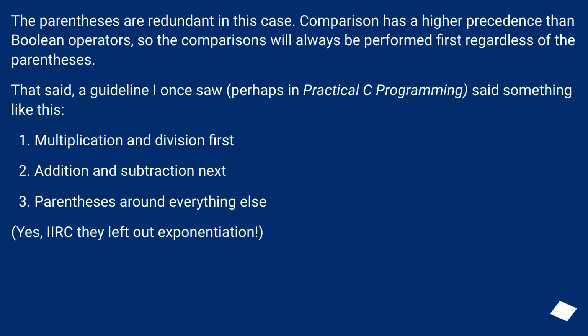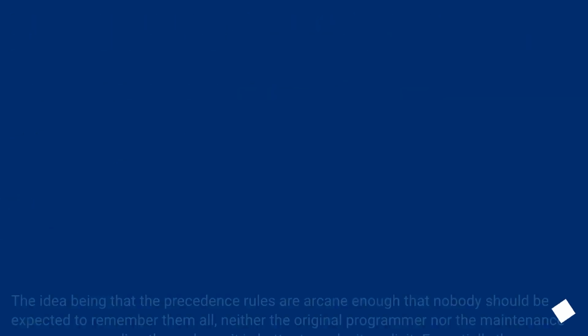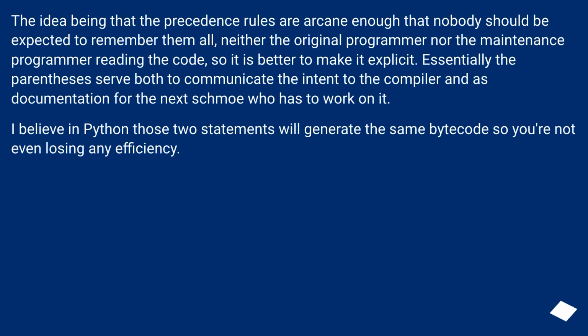That said, a guideline I once saw, perhaps in Practical C Programming, said something like this. Multiplication and division first. Addition and subtraction next. Parentheses around everything else. Yes, they left out exponentiation. The idea being that the precedence rules are arcane enough that nobody should be expected to remember them all, neither the original programmer nor the maintenance programmer reading the code, so it is better to make it explicit. Essentially, the parentheses serve both to communicate the intent to the compiler and as documentation for the next schmo who has to work on it.